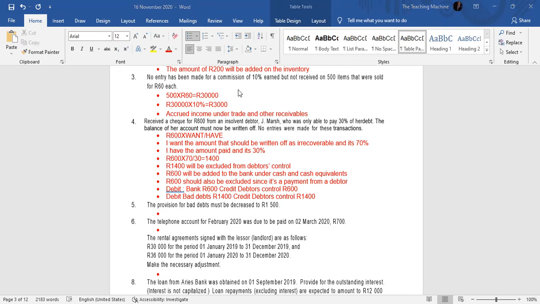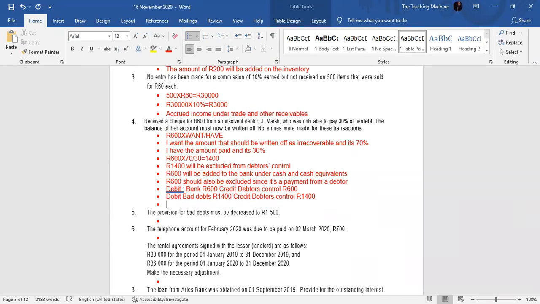I think what I would like to see is how you will be placing this on the balance sheet exactly. Because now, if you say you're going to be debiting the bad debt of 1,400 and crediting the debtors control for another 1,400, how will that sit exactly? Where will you be adding? Where will you be subtracting? Okay, that's a very good question.